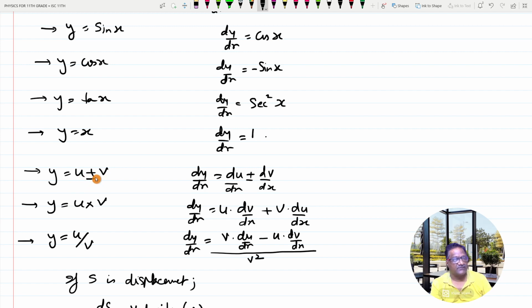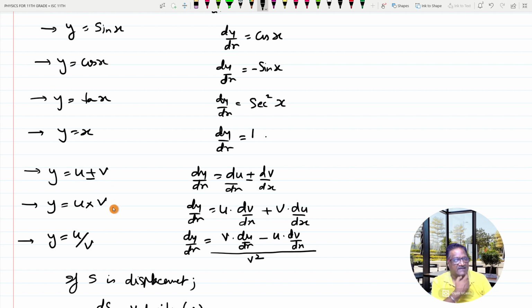So if you have a sum or difference of two functions, then the derivative of that particular function can be found out by adding or subtracting the individual derivative of each function. So dy by dx will be equal to du by dx plus dv by dx. Okay, or dy by dx will be equal to du by dx minus dv by dx if it is u minus v.